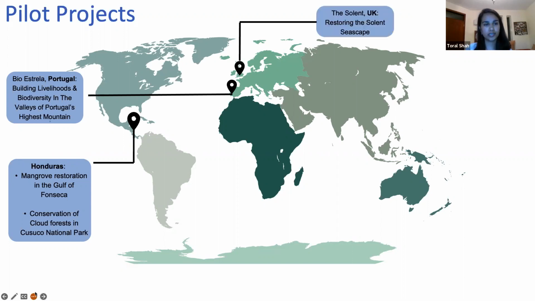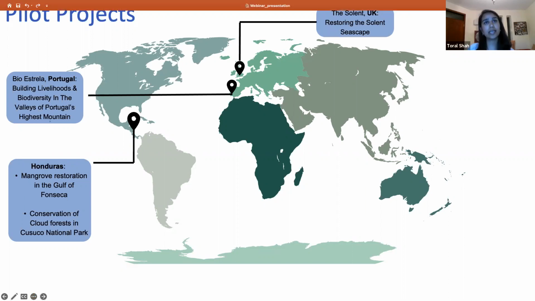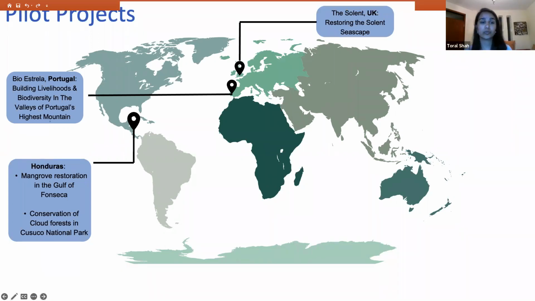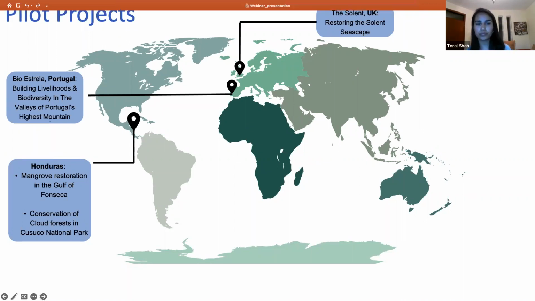The second project in the global north is in the UK, restoring the Solent seascape in England, recognized as an important area for biodiversity, with salt marsh, seagrass, and mudflat habitats, creating refuge and food for both fin and shellfish. However, it has been heavily degraded since the 1860s.